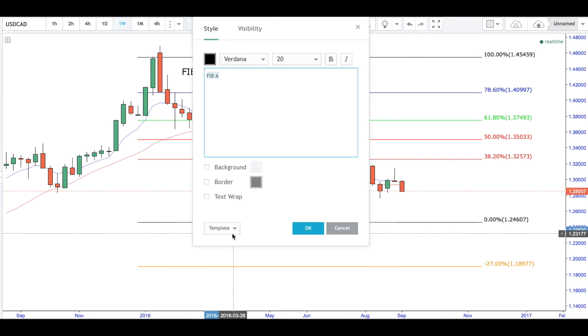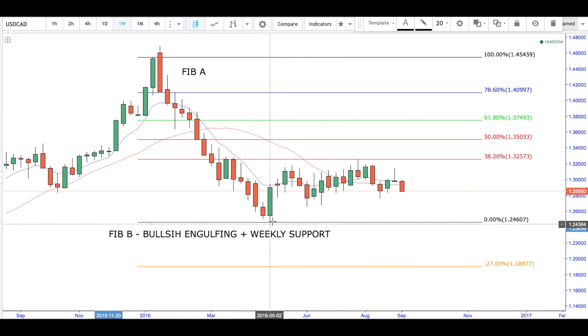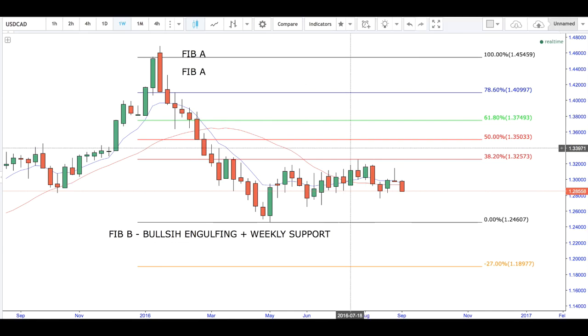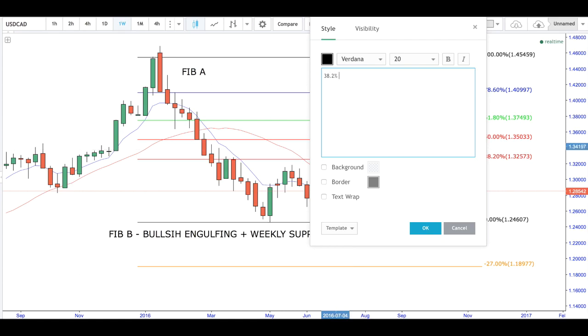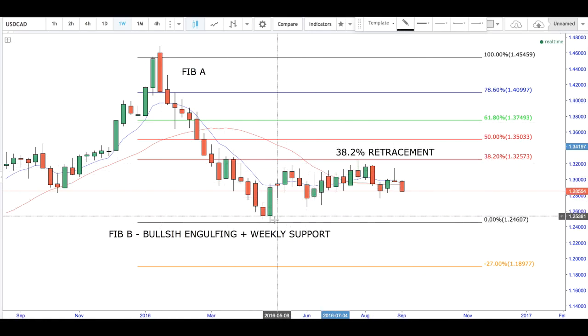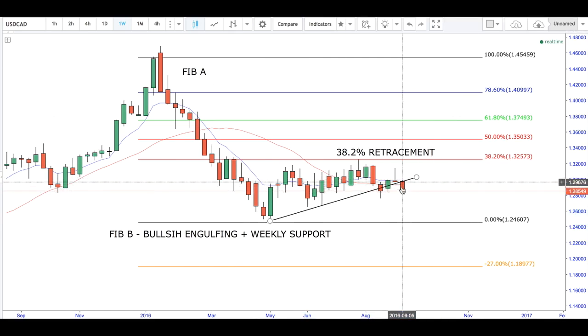So the ABCD here, we've got Fib A, Fib B, and I know off the top of my head this is weekly support right there. And then we also have the 38.2 retracement over there. It looks as if we can maybe sling a trend line break in there as well. Moving averages are getting ready to cross over on this pair.